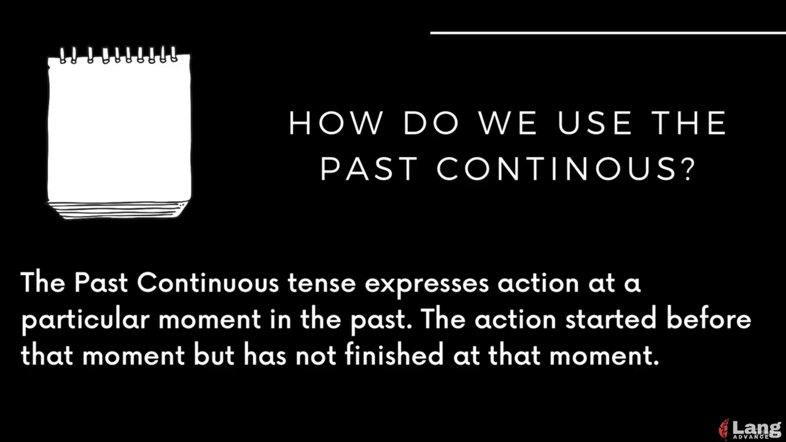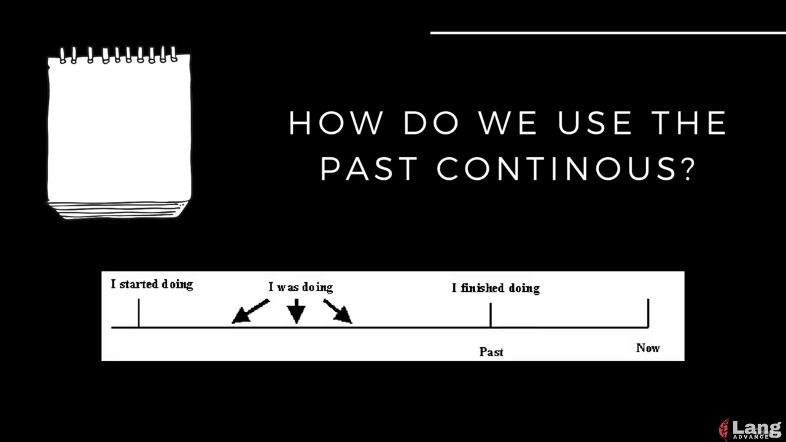So, the important question, how do we use the past continuous? The past continuous tense expresses action at a particular moment in the past. The action started before that moment, but has not yet finished at that moment. Looking at this picture may be helpful.